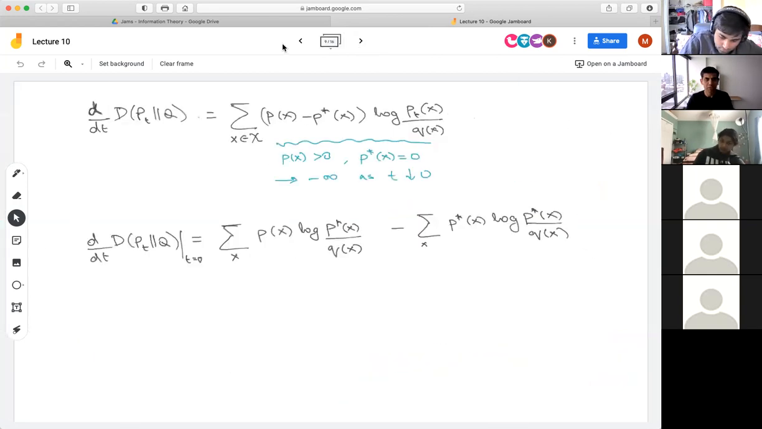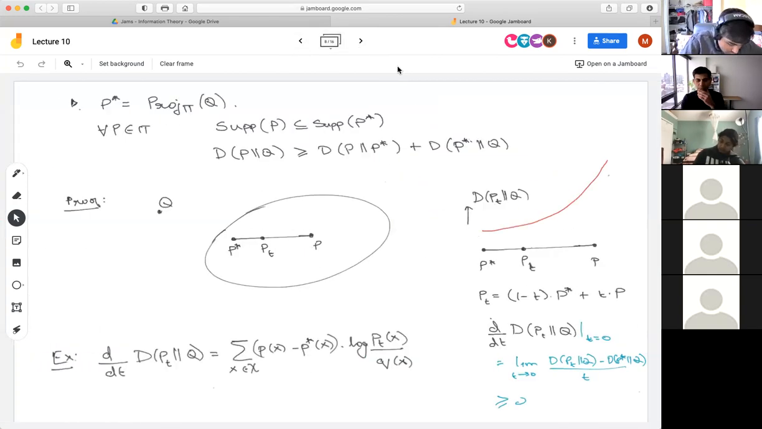Can I ask a question? Yeah, absolutely. What is the support of p or p star? Because I thought it's just a point in the set, right?